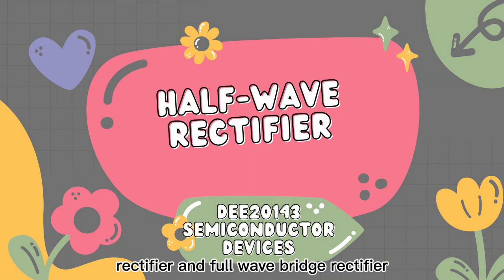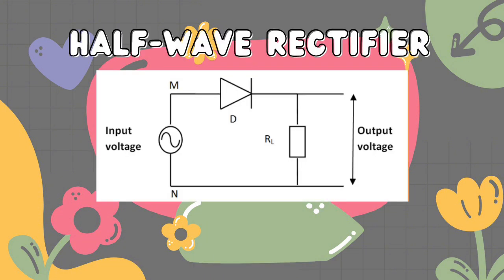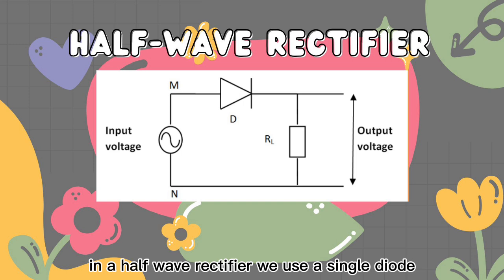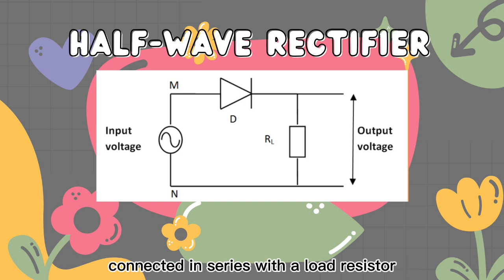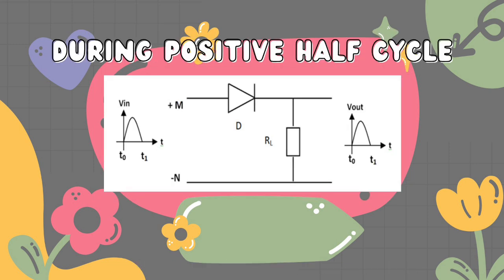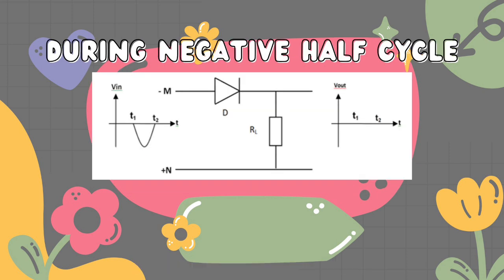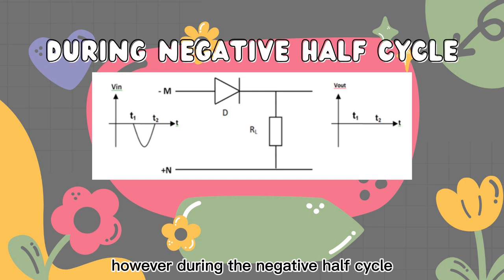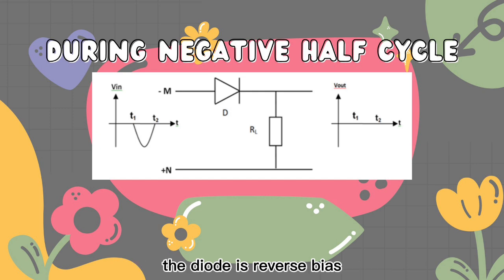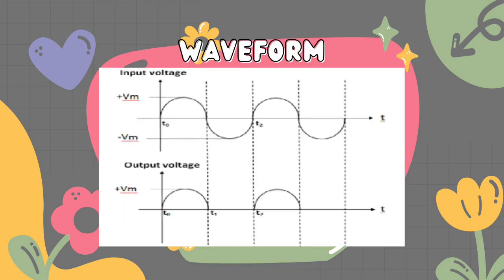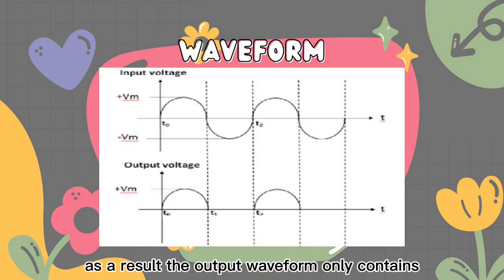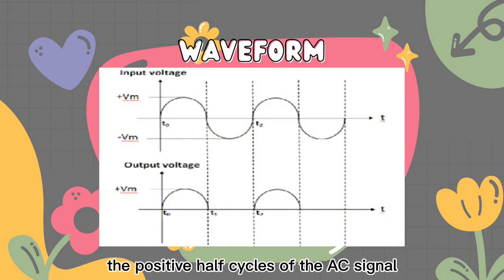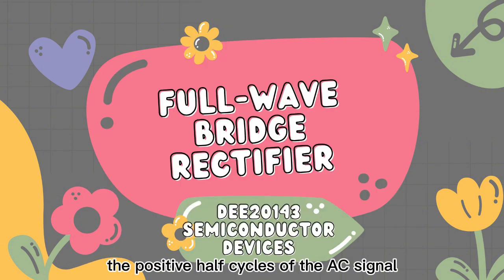In a half-wave rectifier, we use a single diode connected in series with a load resistor. During the positive half cycle, the diode is forward biased, which allows the current to flow. However, during the negative half cycle, the diode is reverse biased, which blocks the current. As a result, the output waveform only contains the positive half cycles of the AC signal.